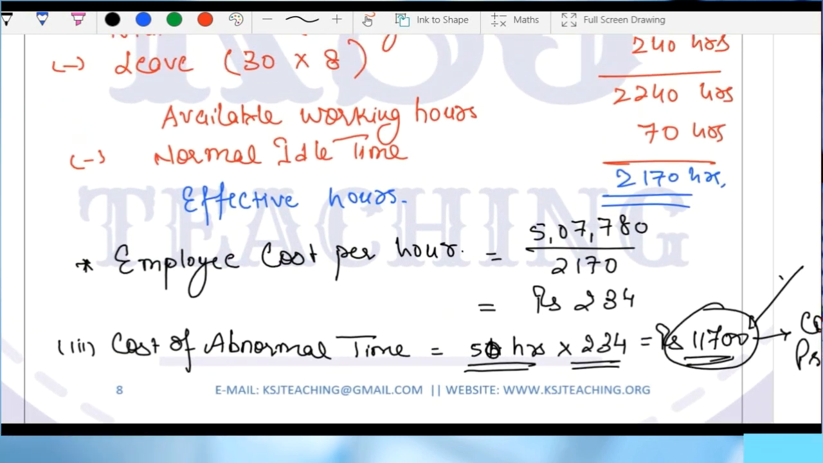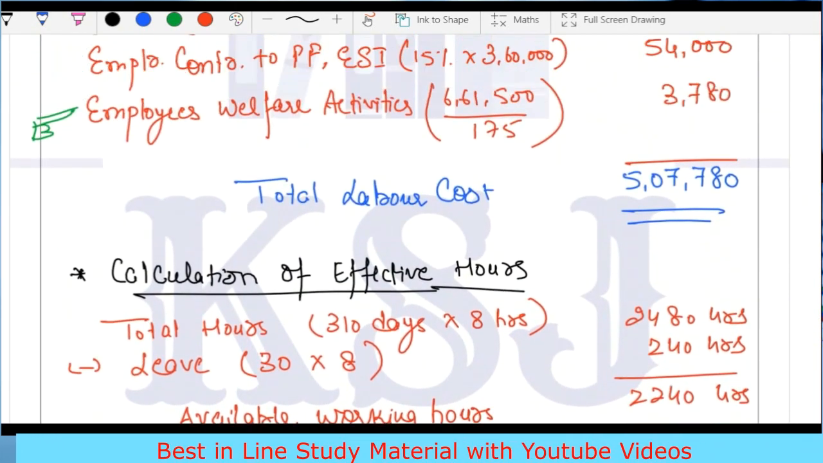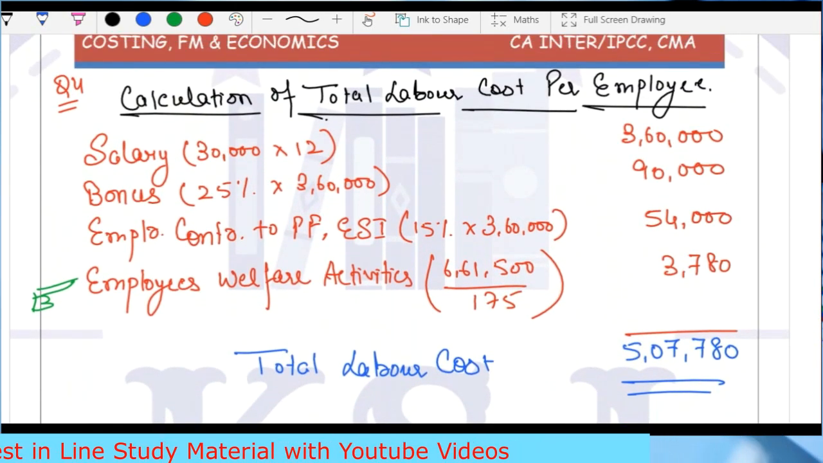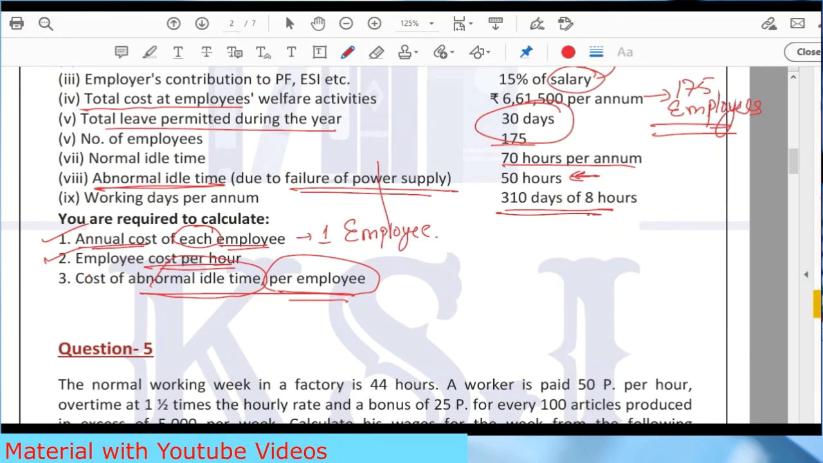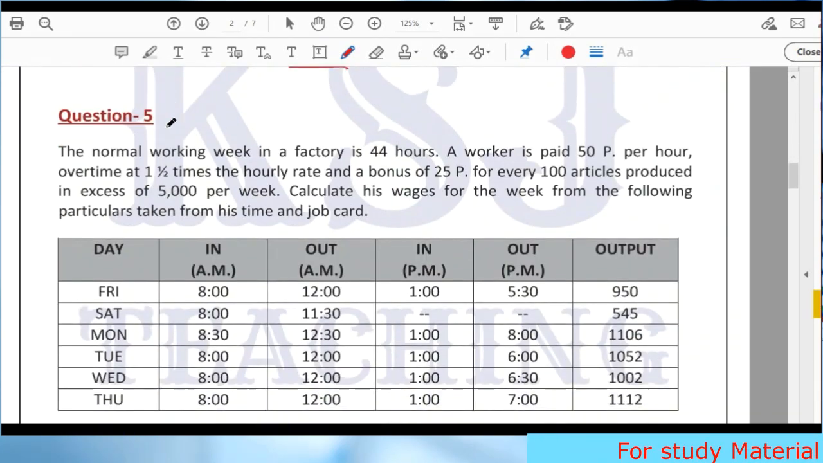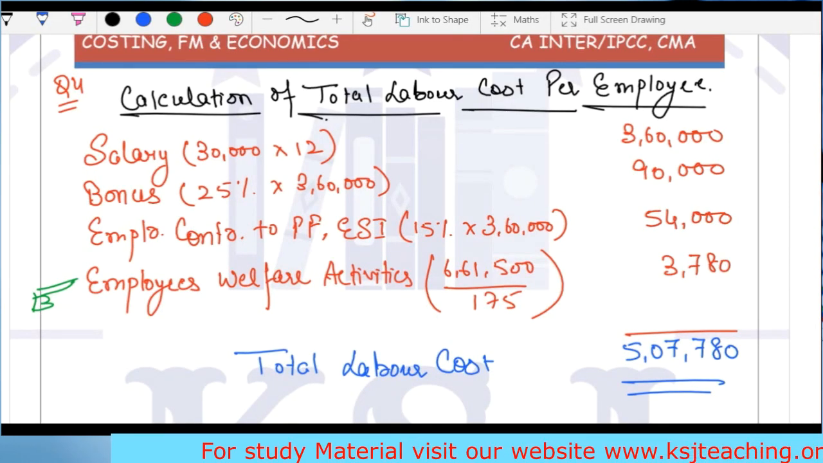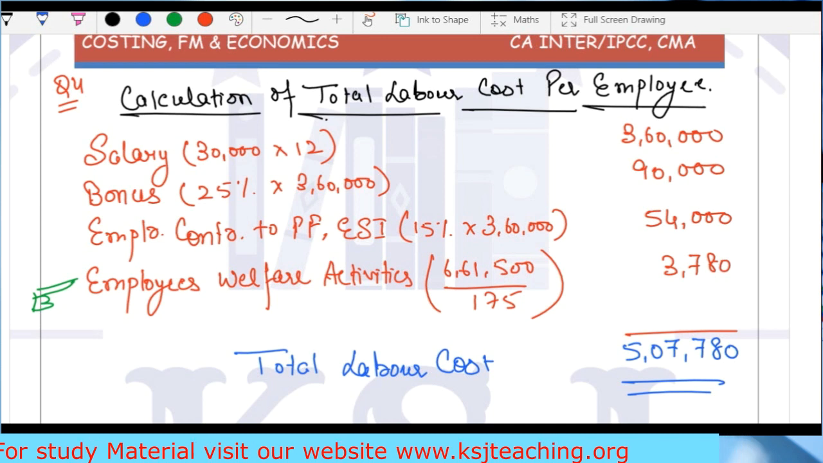So I have done the treatment of normal time. I have taken the treatment of abnormal time, calculation of total hours, how you have to calculate, right? The most important thing is you have to be very careful while reading the question. So we are done with question number 4 also, and with this we are done with this topic. Right, we are done with the first topic, and in the next lecture we'll be starting with the next topic, that is overtime. Very interesting and very important topic, right?